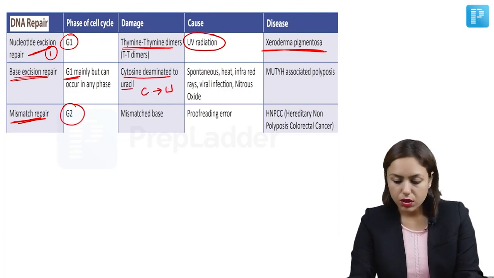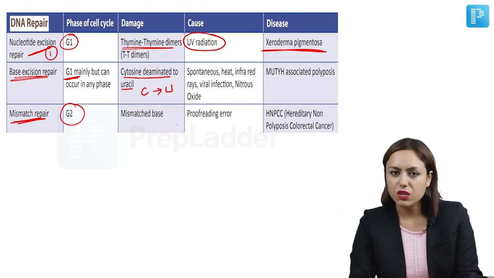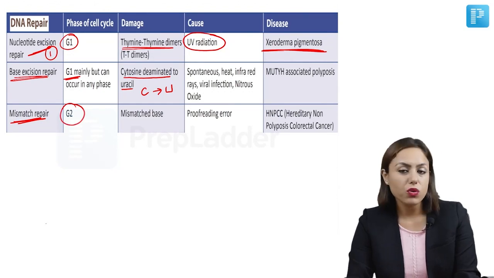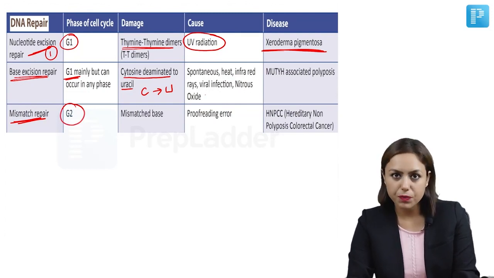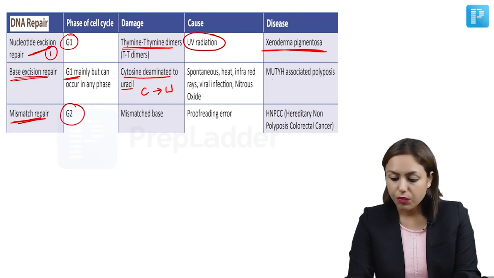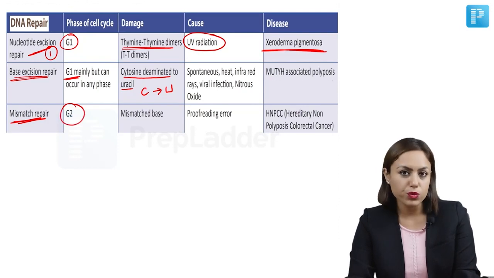In DNA, right? So U, that is uracil, is not found in DNA, so it can be corrected by base excision repair. What is the cause? Cause is spontaneous or heat or infrared rays, viral infection, or nitrous oxide chemicals. And the disease which can occur is MUT-YH associated polyposis, right?